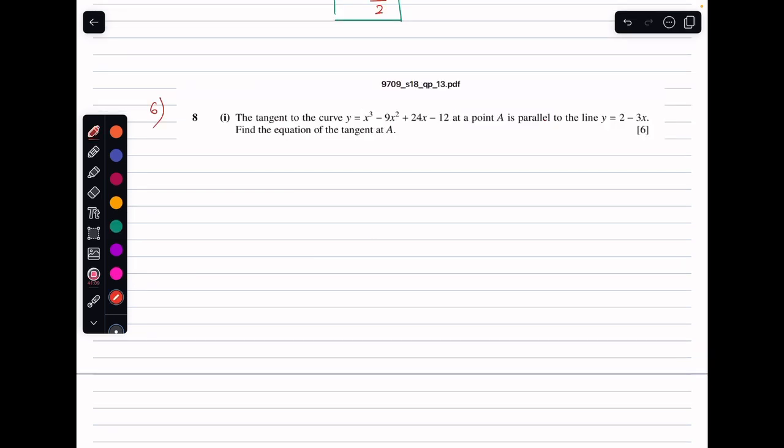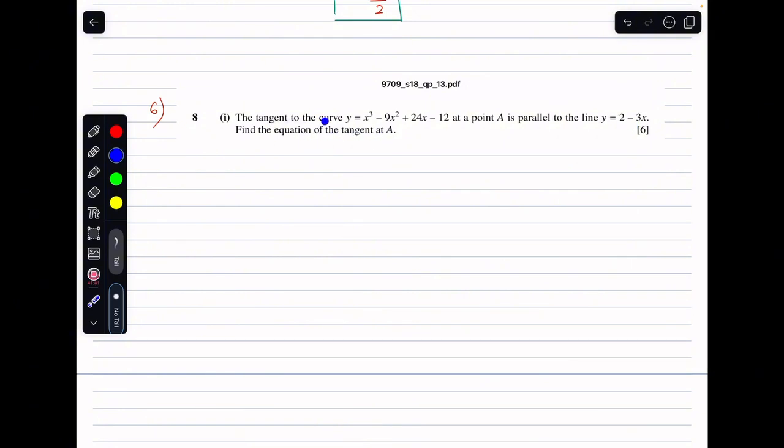The next question that I have chosen to clarify the concept or to explain it more is from Summer 2018, Paper 1, Variant 3, and it's question number 8, part 1. It says, the tangent to the curve y equals x cubed minus 9x squared plus 24x minus 12 at a point A is parallel to y equals minus 3x. So find the equation of the tangent at A.